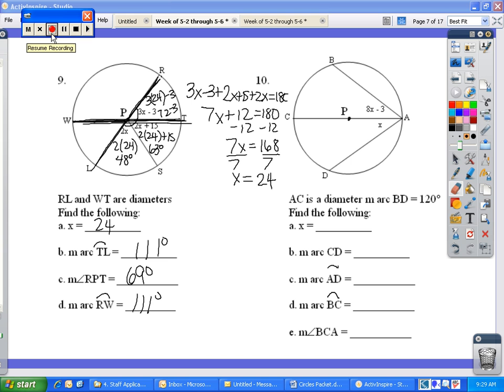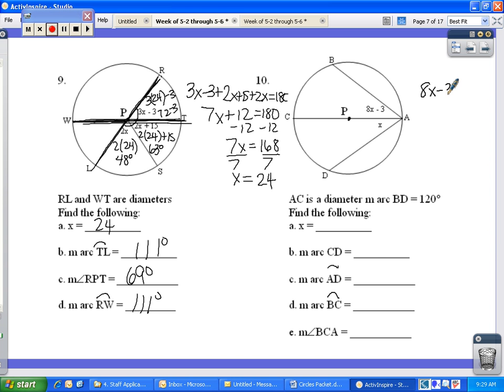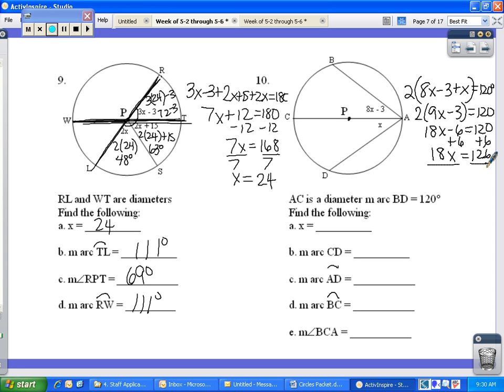Alright, so I just realized I made a mistake. We're going to start this one over. And that is because when I set up my equation, I should have done 8x minus 3 plus x times 2, because if I multiply this by 2, it's going to be equal to 120. I should not have divided. So now if I simplify this, I will get 18x minus 6 equals 120. Add 6, and 126. Divide both sides by 18, and I get that x is 7.